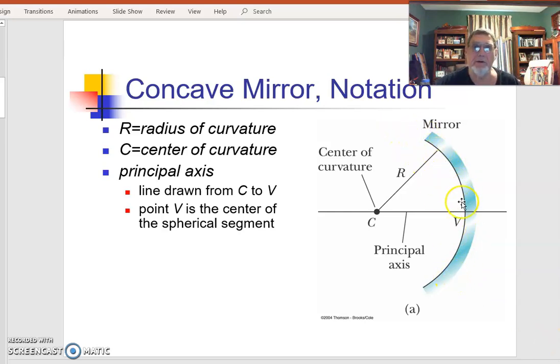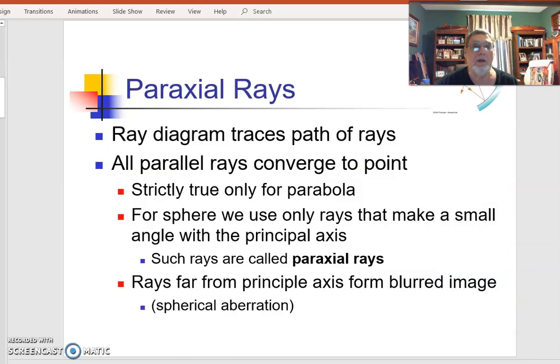So I've got a mirror. Here's my curved surface, and this one would be concave, and it has the center of the sphere, the center of the circle. So the mirror has an associated radius, the center line, and then the vertex is where these two intersect. In our ray diagrams, we're going to show both of those.